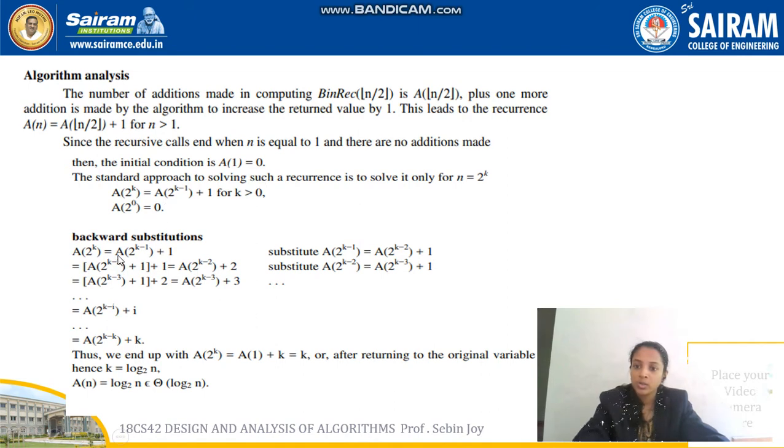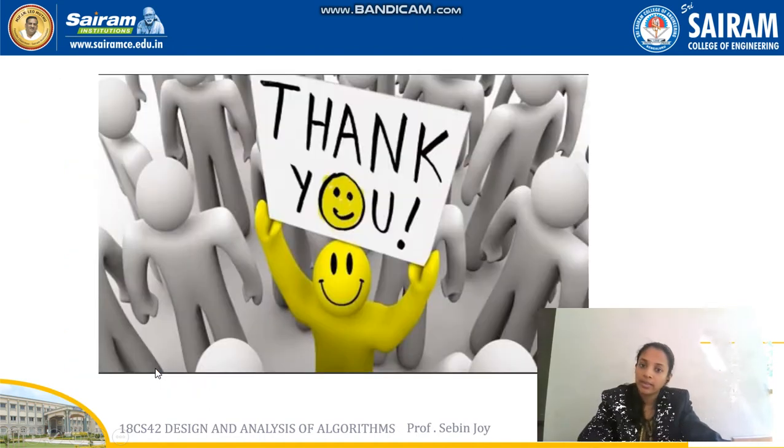And this is the equation you are getting: A of 2 power k is equal to A of 2 power k minus 1 plus 1. Same, you will substitute all the values in this, and you will get it back. And at the end you will get log n. That means you can write it as theta of log n for the binary representation.